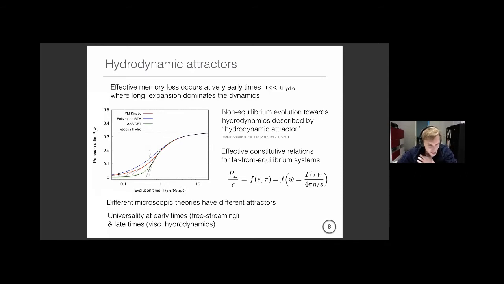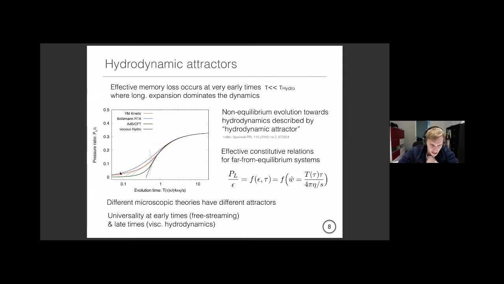you may ask yourself, okay, now you have shown me here in red, say for instance, one particular evolution of the pressure to energy density ratio, but how sensitively, for instance, does this depend on the initial condition? Okay, and the answer is that in these weakly coupled theories, actually, this is rather insensitive to the initial condition. And in fact, at the macroscopic level, there's some kind of effective memory loss occurring at very, very early times, actually before the system approaches hydrodynamics.